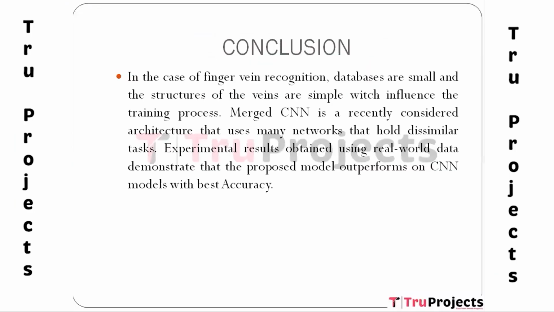We have found that in this project, the CNN algorithm is considered a useful architecture for many neural networks. We found that finger vein recognition databases are small and the structures of veins are simple, which influence the training process. By experimenting, the results in this project and also the real-world data demonstrated that the CNN algorithm predicted with the best accuracy in this project.